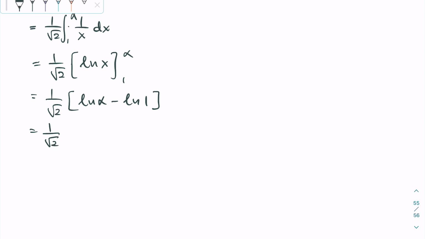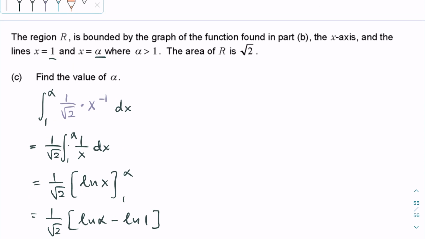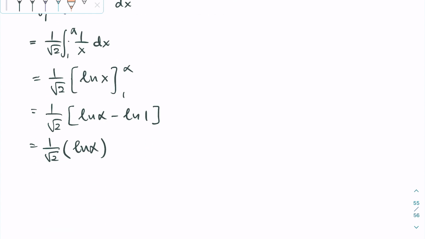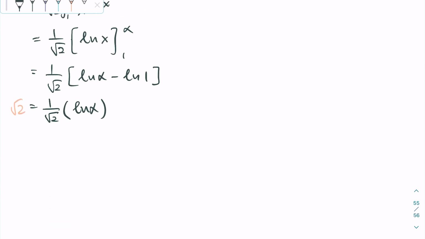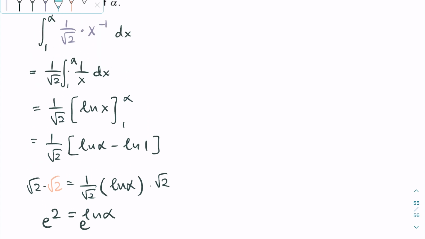Since we're trying to solve for alpha, we need to go back to the givens. And since the integral, also known as the area underneath the curve, is equal to square root of 2, we can make this expression equal to square root of 2 and then solve for alpha. So in the end, we get that alpha is e squared.